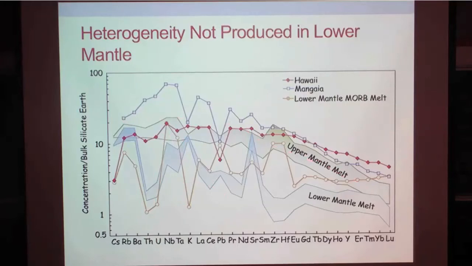In contrast, if we take primitive mantle and melt it in the upper mantle, we get a pattern like that. And if we compare just two oceanic island basalts, one from Hawaii and one from Mangaia in the Austral Islands, they look a lot more like upper mantle melts than lower mantle melts, with some exceptions. So there's this lead anomaly. Again, I think that's related to recycling in subduction zones. Mangaia is one of the high mu, has a potassium anomaly. It's sort of consistent with its low inferred rubidium-strontium ratio.